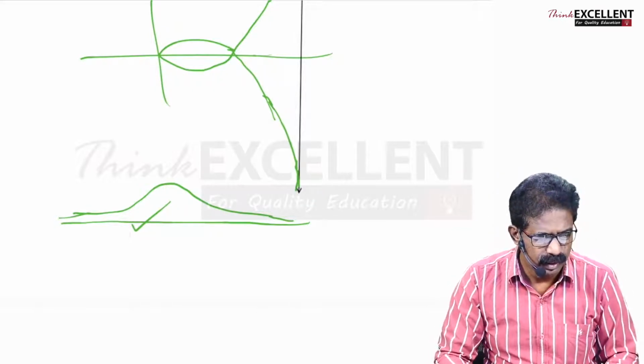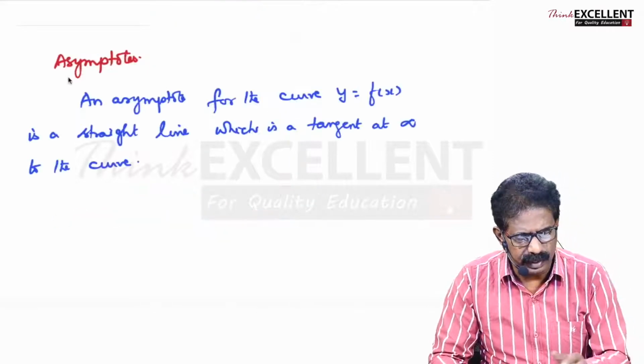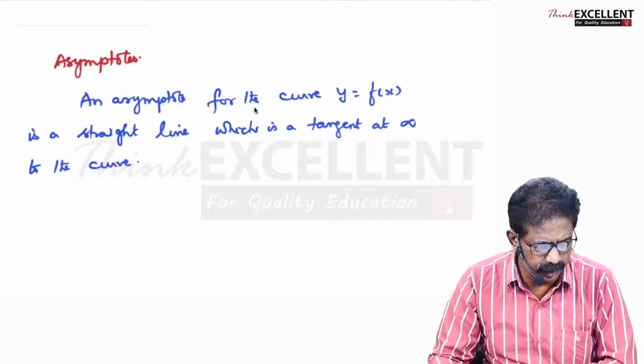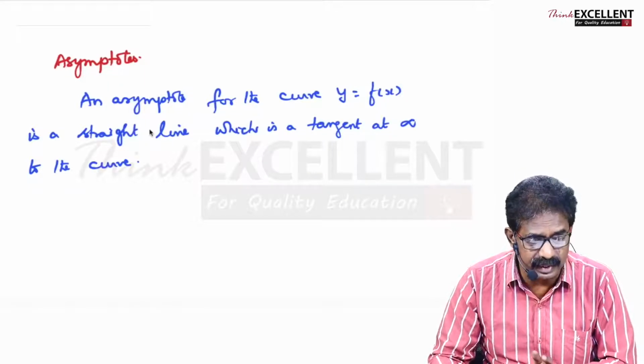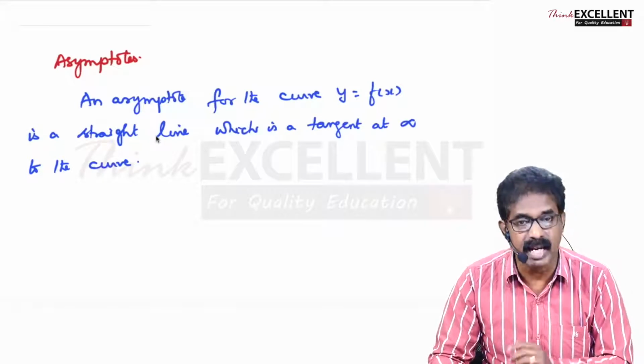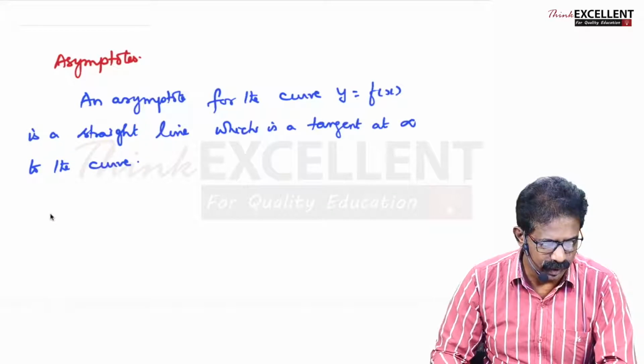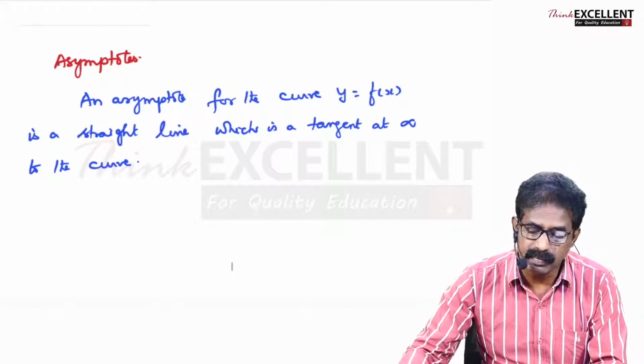Listen, the definition of asymptote: an asymptote for the curve y equal to f of x is a straight line which is a tangent at infinity. That means it touches the curve only at infinity, right? There are three types of asymptotes.